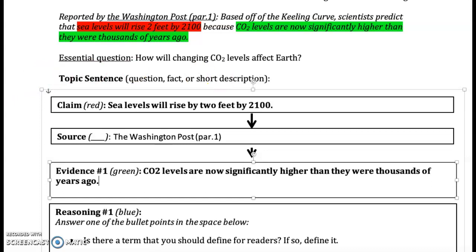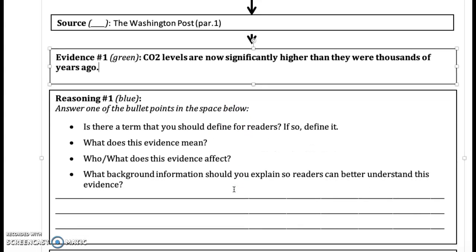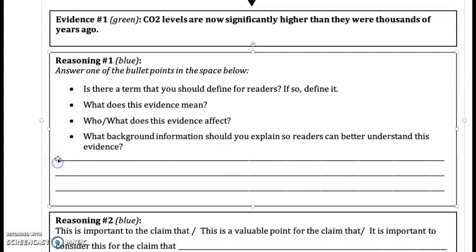So if you do a quick search, you'll find out that the Keeling curve is a graph showing the accumulation of carbon dioxide in Earth's atmosphere over time. So I'm going to delete these lines because it'll be easier for me to type.